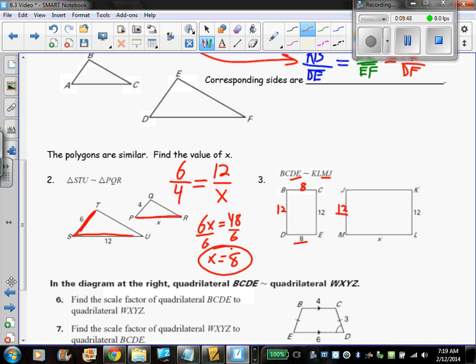Let's start with the left triangle this time. We have a length of 8 for DE, which is matching up with MJ, which has a length of 12. So we also know that CE in the first rectangle has a length of 12, and we are looking for the length of ML. So what this leads to then is 144 equals 8x. Divide both by 8, and we get x equals 18. So there's that one.